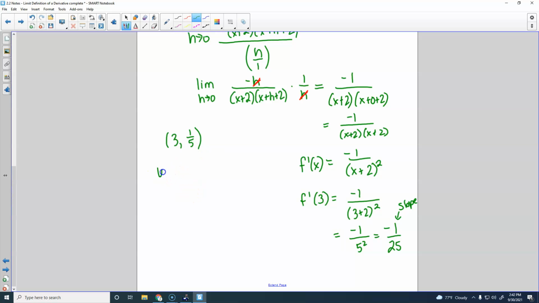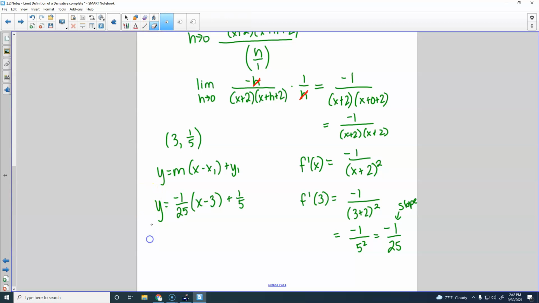We're going to use y equals m times (x minus x1) plus y1. So y is going to equal negative 1 over 25 times (x minus 3) plus 1/5. And that, oh wait, hold on, that's not our answer. What is this that I've just written? This is my tangent line.